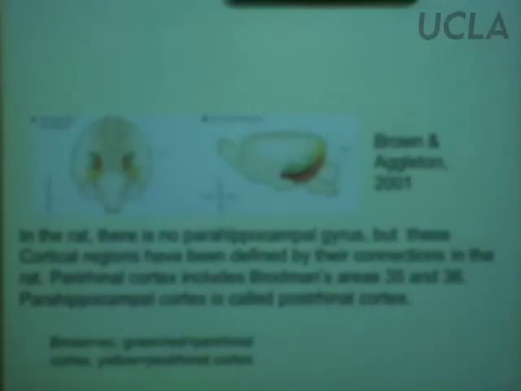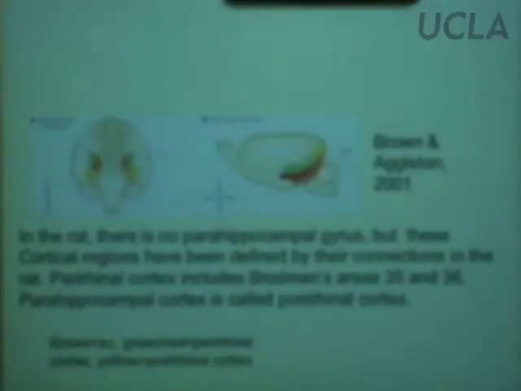But by doing anatomical connections from the hippocampus out and from the different areas, you can define cortical regions on this smooth brain that do have some of those similar projections. So you can find the entorhinal cortex in the rat by looking at regions where you have projections from the hippocampus and projections into the hippocampus. And also, there's a perirhinal cortex that includes Brodmann's areas 35 and 36, and a parahippocampal cortex. So there does seem to be these cortical areas in this part of the rat brain.